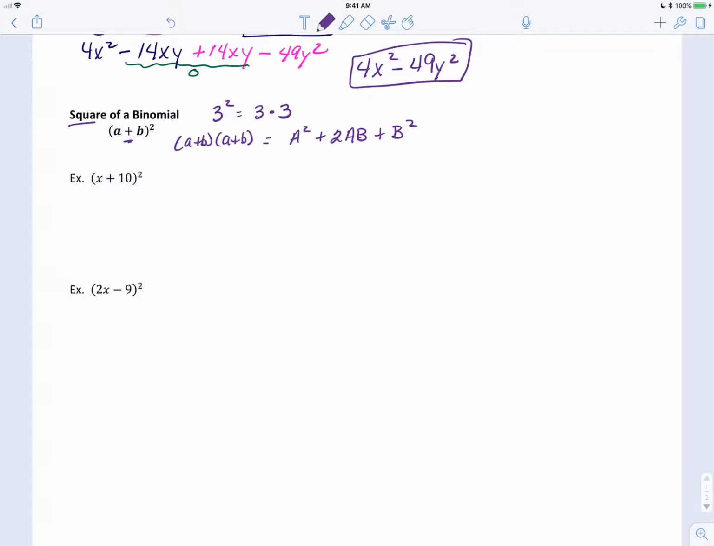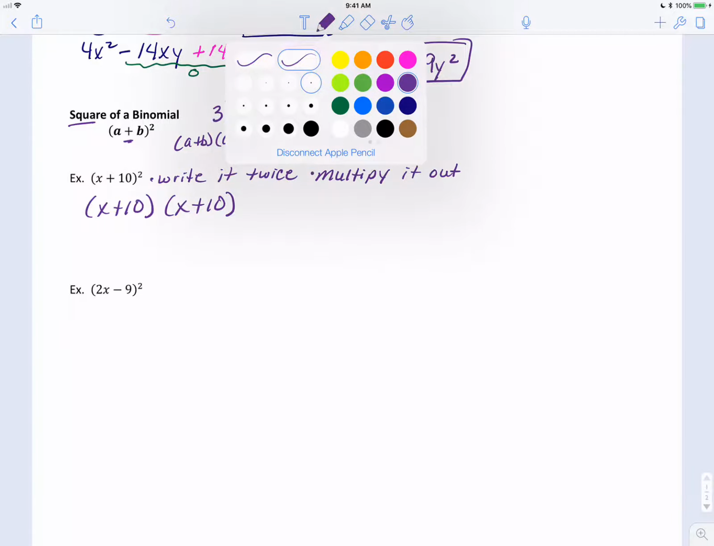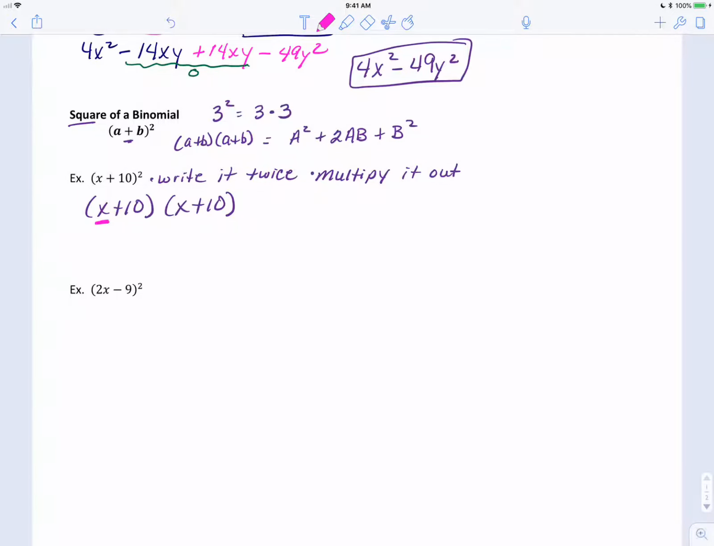All right, so for an example, we have x plus 10 squared. Well, again, that means write it twice, then multiply. So don't forget that. x plus 10, we're going to write it twice, times x plus 10. Okay, just like we did before. Take the first term, multiply it by everything in the second term. It's got to play tag. It's got to touch everything over there.